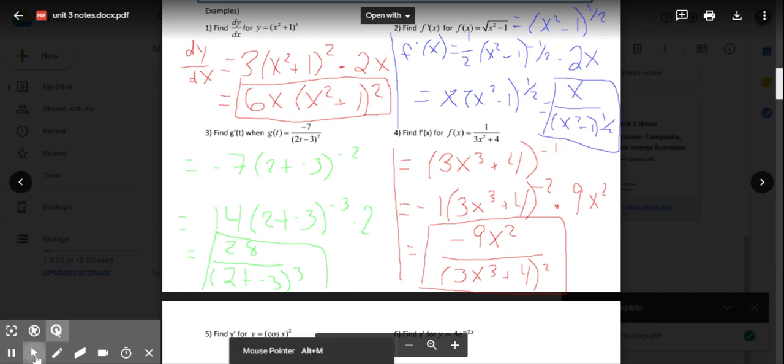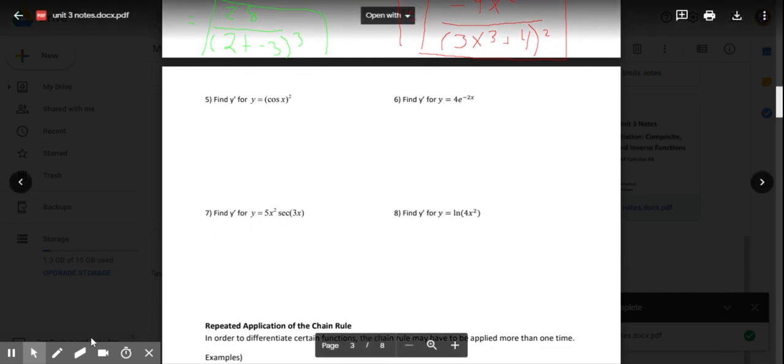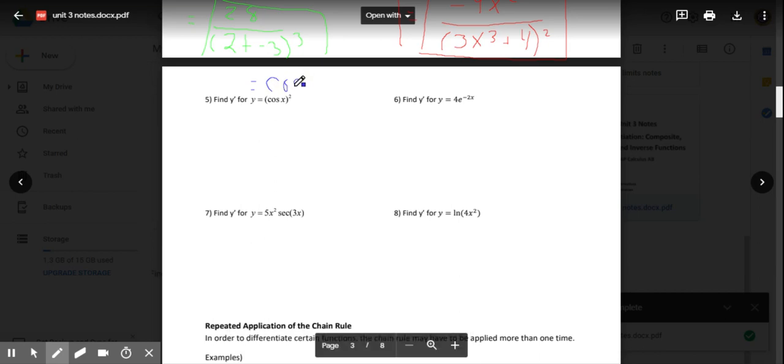All right, so moving down, we've got some trig functions here, of course. So this function here, we have y equals cosine x squared, which, just pointing out, is the same thing as cosine squared of x. So when you see cosine squared of x, you just need to remember that that is the same thing as cosine x squared, so you need to use the chain rule when taking the derivative of that.